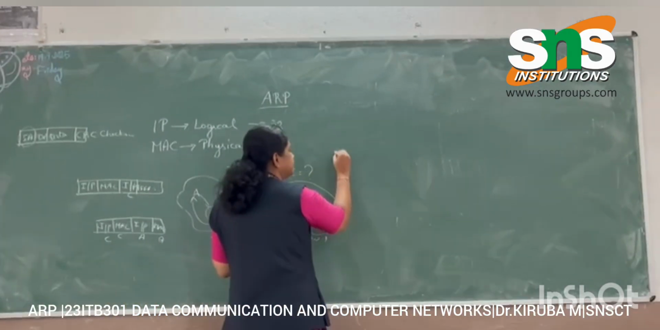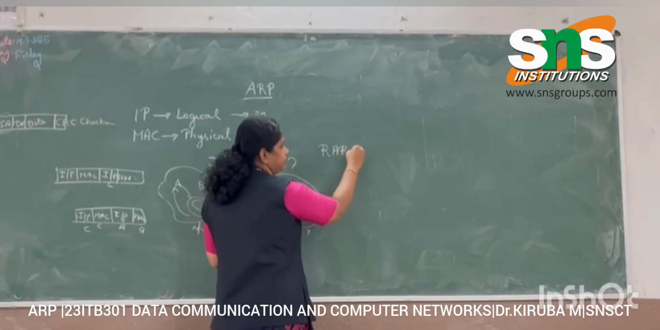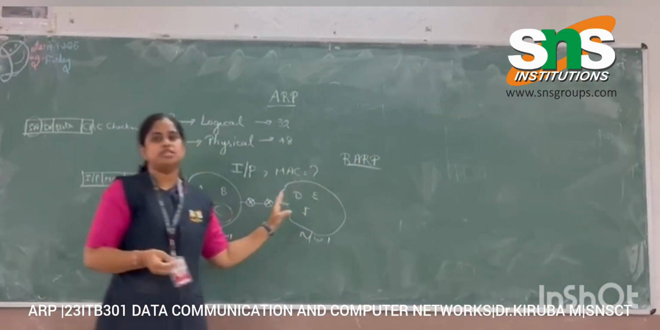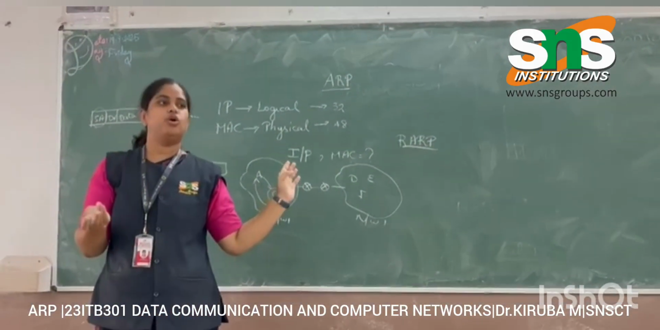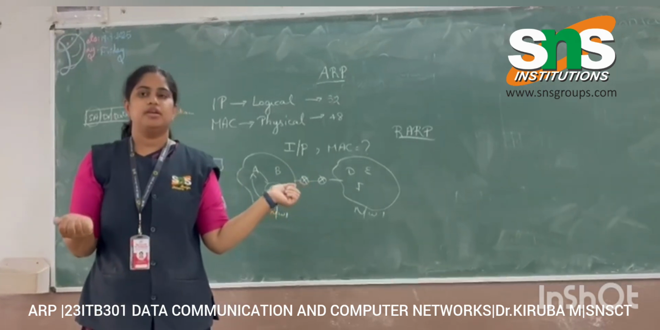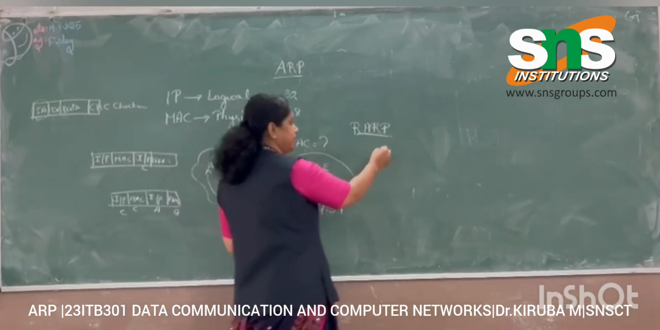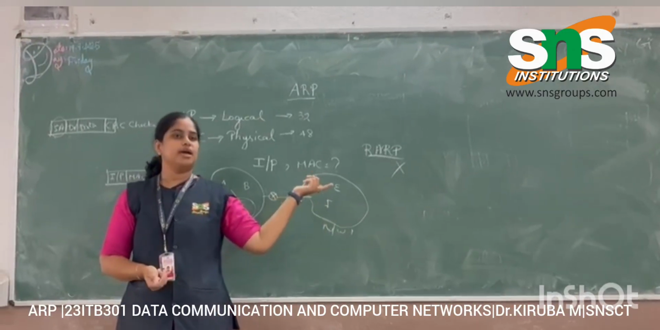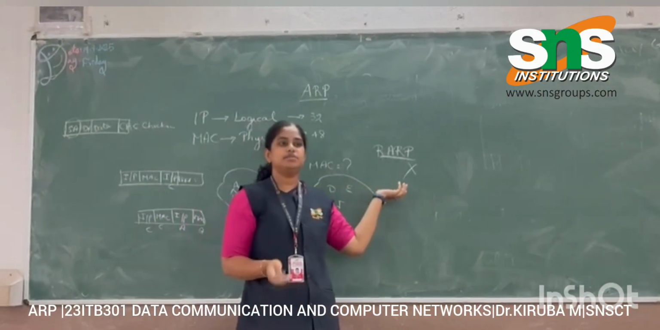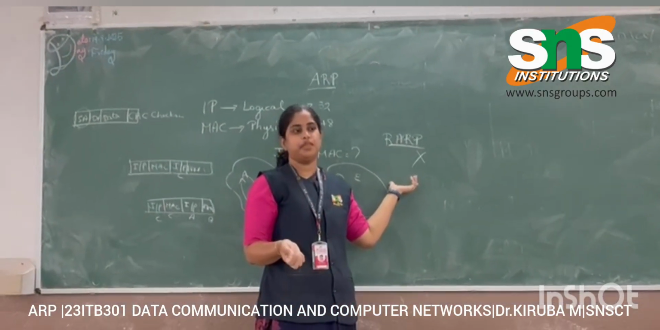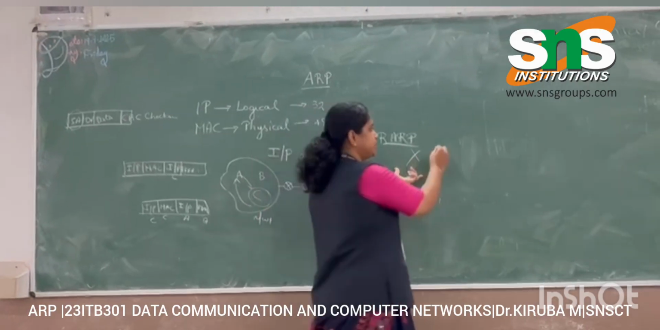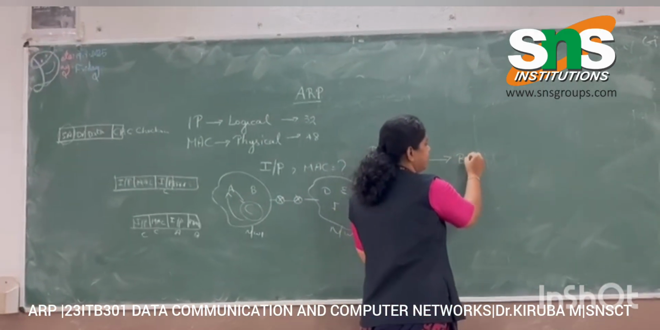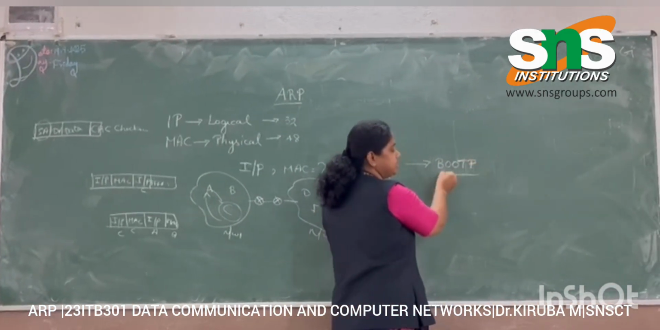We have something called reverse ARP, which is just the opposite. The MAC address we know, but we don't know the IP address. This is not used nowadays, so let's not go into that topic. But you should know, reverse ARP means we know the MAC address but we don't know the IP address. Instead of this, we are going to use something called the bootstrap protocol. This we will see.